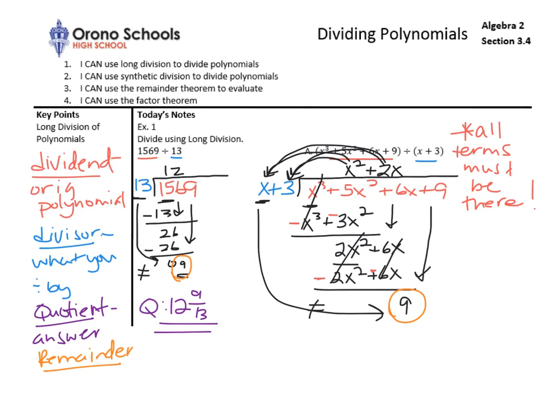To write out your quotient now, we write out everything that's on the top. x squared plus 2x. And then since 9 is positive, we'll put plus 9 over x plus 3. That would be your remainder. And that's long division with polynomials.